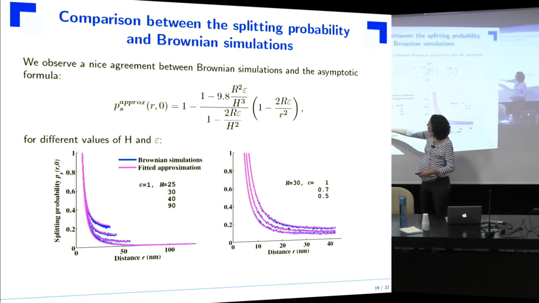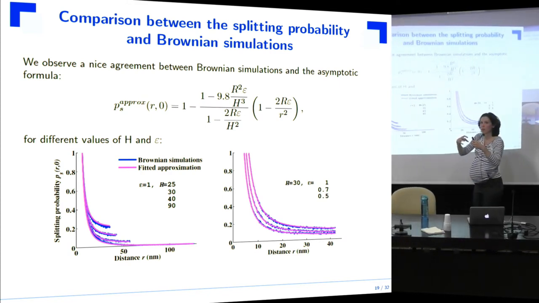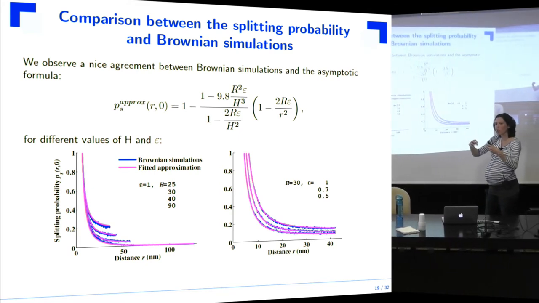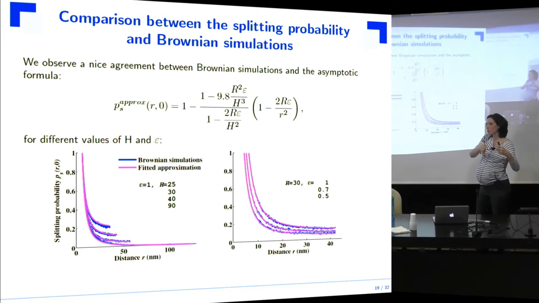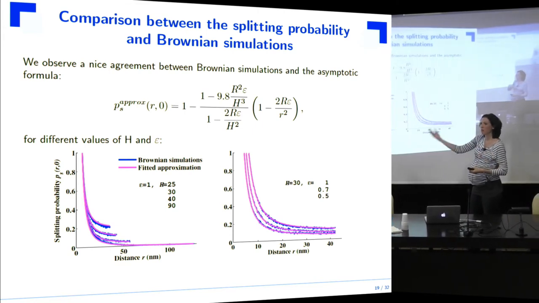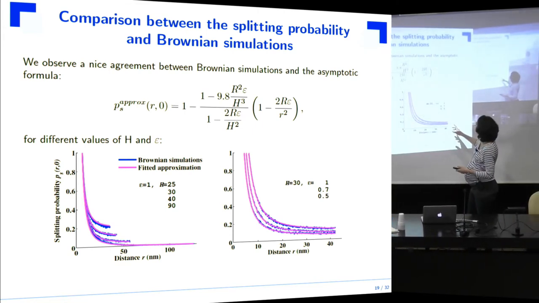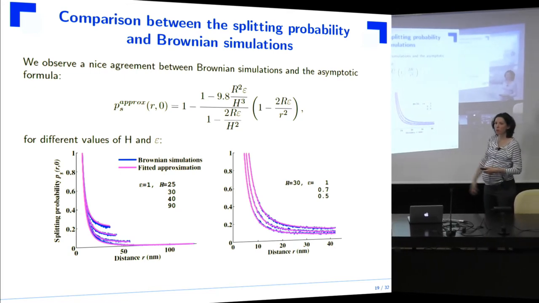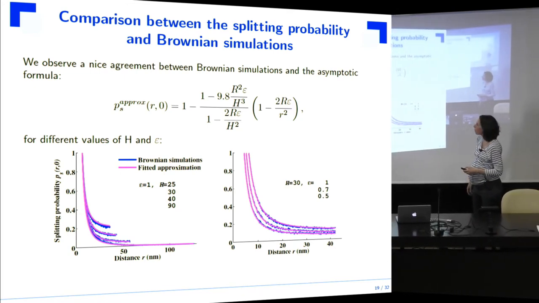Where it's not very good is here when H is very small, because probably there the crowding is going to play a huge role, but otherwise the particle in the boundary layer doesn't really see what's happening far away. So it was convincing enough for me to keep going with this approximation.